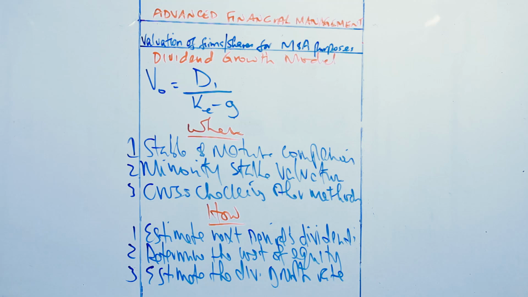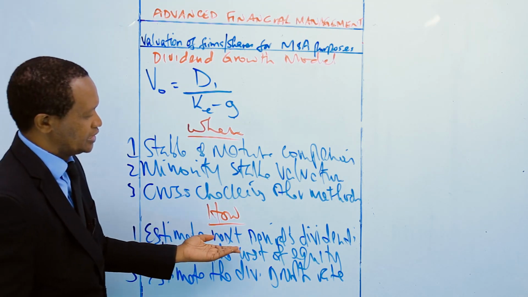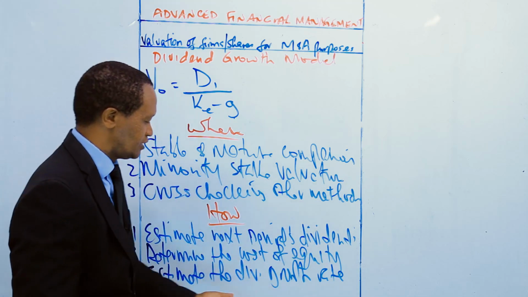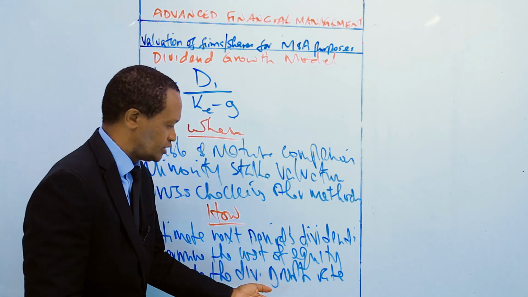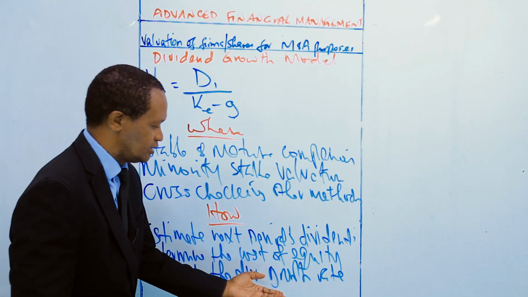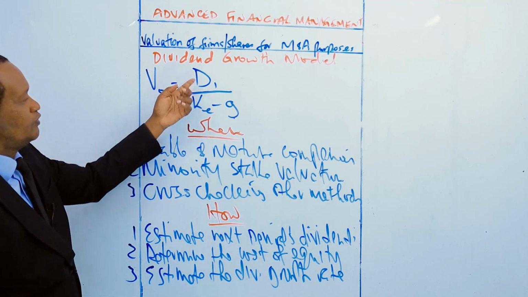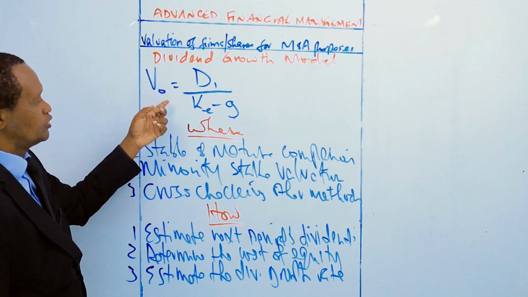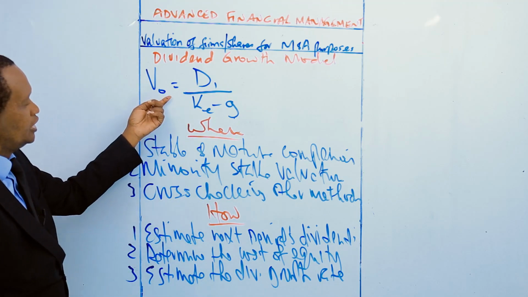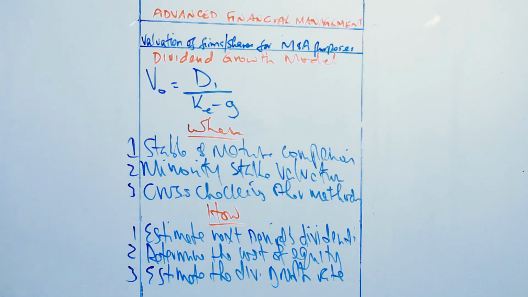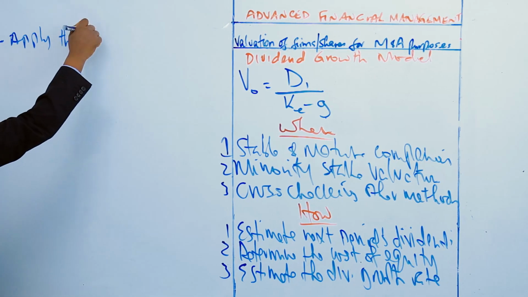After estimating the expected dividends per share, determining the cost of equity and estimating the dividend growth rate, we will have all the inputs for the formula. So the next obvious stage is to apply the formula. Step number 4, apply the formula.